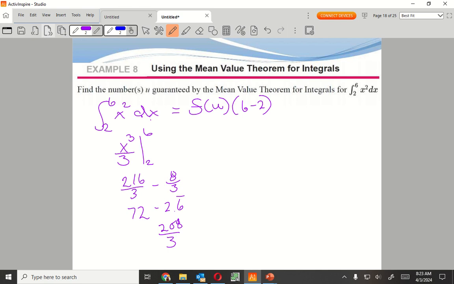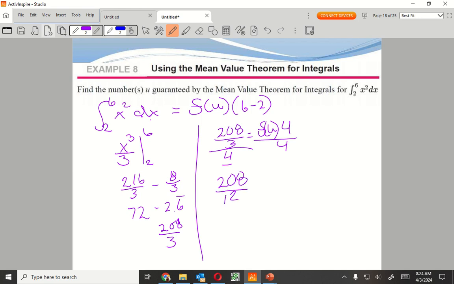All right, do the math. This is going to give me 4. So 208 over 3 is equal to f of u times 4, divided by 4, divided by 4. That's going to be 208 over 12 is equal to f of u.